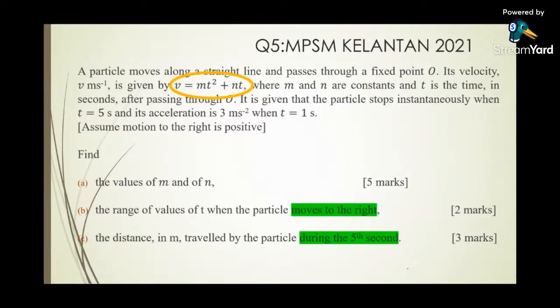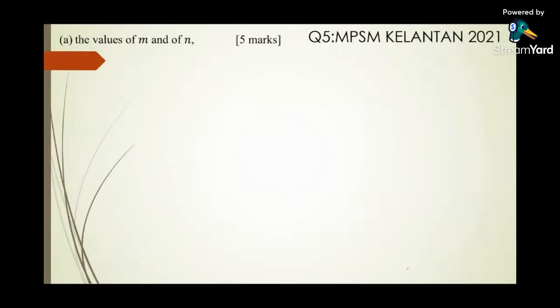Ini lain. Yang MPSM Kelantan ni, Majlis Pengetua Sekolah Menengah Kelantan ni, dia ada C tu, pilihan lain tu. Kita kalau sebelum ni first 5 second, first 15 second. Sekarang ni kita nak during the 5th second. So macam mana? Okay, so kita tengok A, 5 marks, value of M and N.